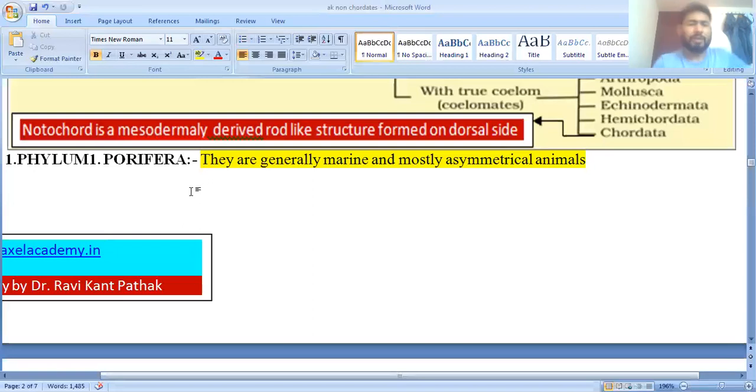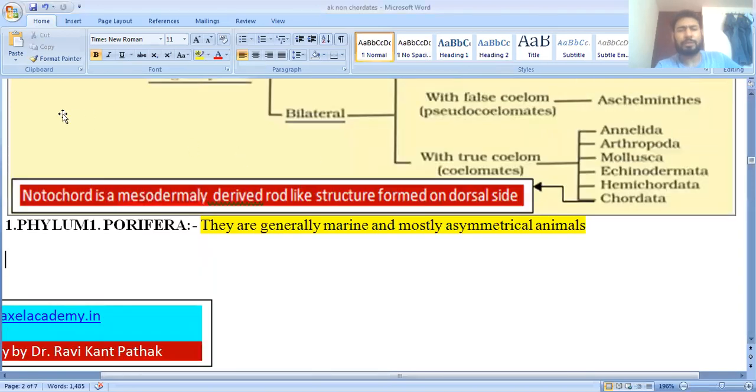Next, coming to the topic. Here they have given one point about the notochord. The notochord is a mesodermally derived rod-like structure. What does mesoderm mean? You know very well that during embryonic development in our bodies, three different types of germ layers form: ectoderm, mesoderm, as well as endoderm.